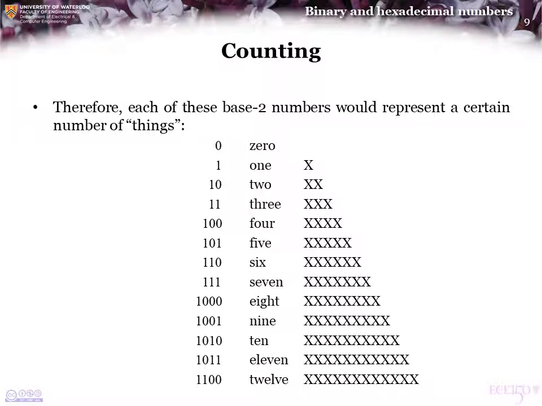Thus, the binary number in the first column represents the number of objects in the second or third columns. So, for example, the binary number 101 represents 5 objects, or the number of objects we see here. Similarly, the binary number 1011 would therefore represent 11 objects, or the number of objects we see on the right-hand side.